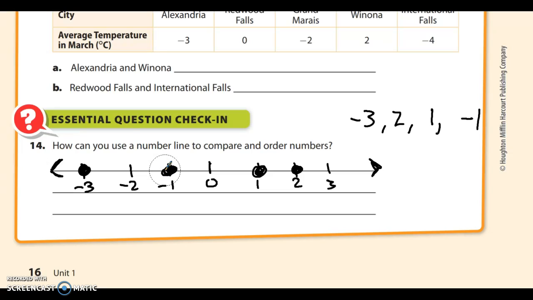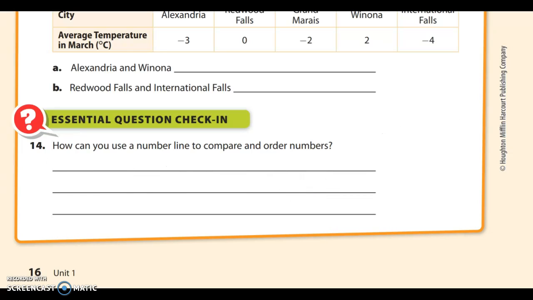So what's the least of those numbers? The least of those numbers would be -3, and the next one would be -1, and then it would be +1, and then it'd be +2. Now, what's the point? Well, a number line actually is in order from left to right. And that's the concept here we're trying to get you to notice. How can you use a number line to compare and order numbers?